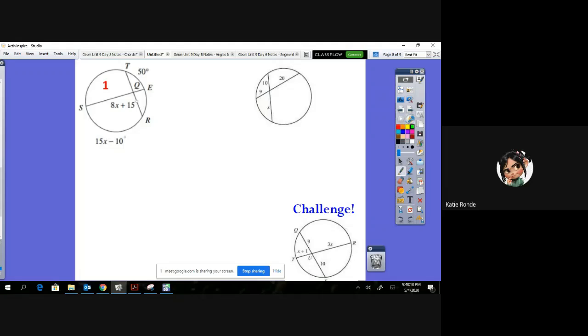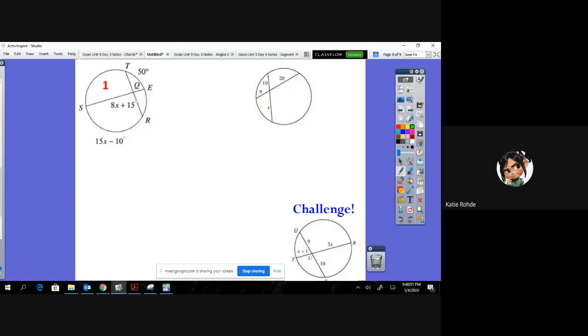The one on the bottom that says challenge, that's for you people that like a challenge and want something with a little bit extra algebra involved. So I will leave that one there for now while I work through these two. And then at the very end, I will switch it over to the next slide and it has that problem worked out for you.